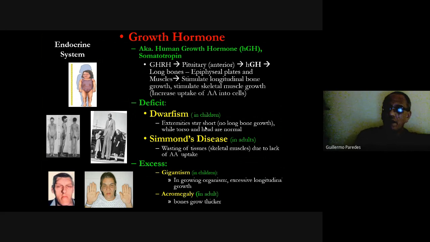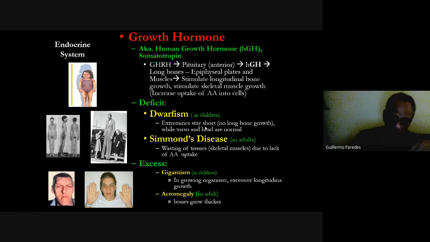So the deficit of growth hormone in children is different from the deficit in adults. You need to know the proper names: Simmonds' disease in adults, dwarfism in children. Now, we have an excess of growth hormone. You need to remember two names, gigantism and acromegaly. Gigantism happens in children, and acromegaly happens in adults.